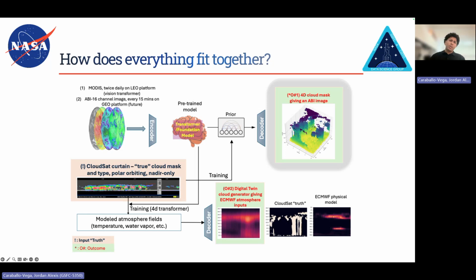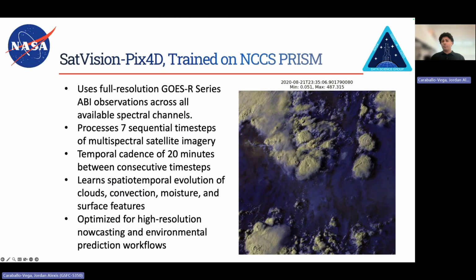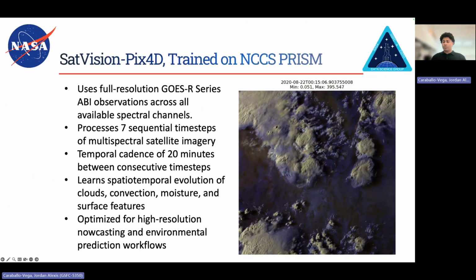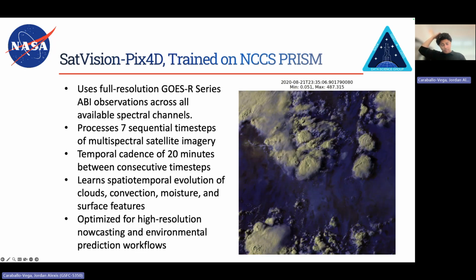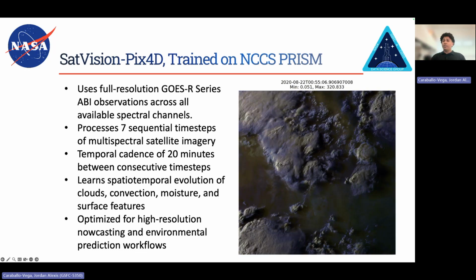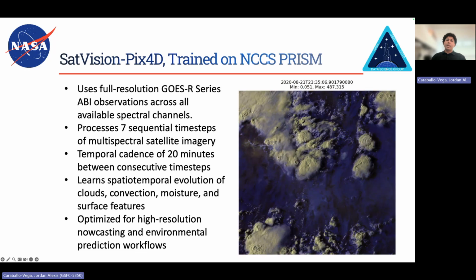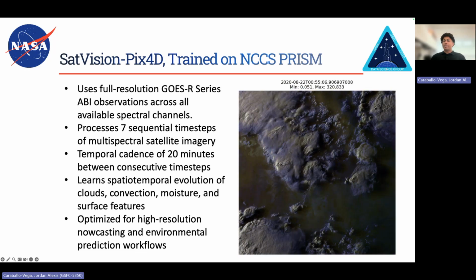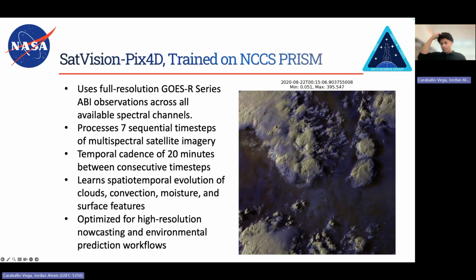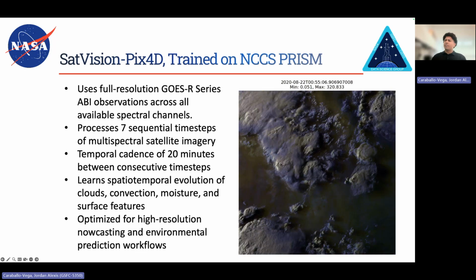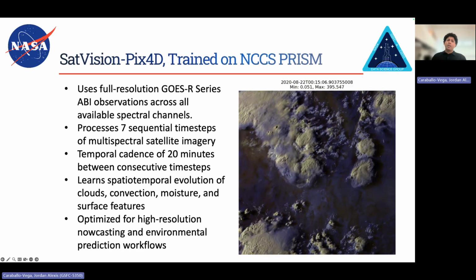Okay, so in this case, we're trying to reconstruct some of the cloud scenarios. So we are using the full resolution of GOES-R series ABI observations, using all of the channels available, a total of 16, and then using 7 sequential time steps with 20 minutes cadence to understand and track some of these convection mechanisms and some of these cloud formations as well.